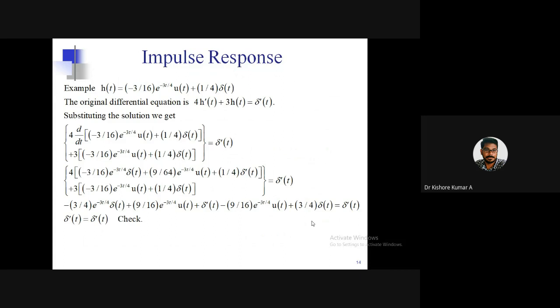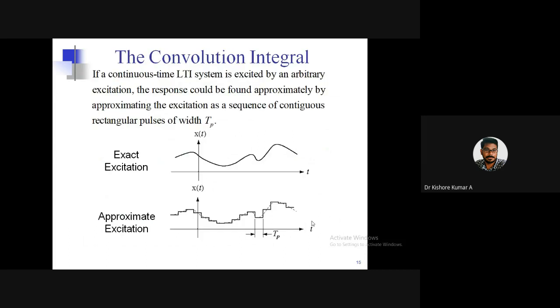The original differential equation is given by 4h dash of t plus 3h of t is equal to del dash of t. Then we can substitute the solutions, and finally we get the equation del dash of t is equal to del dash of t. This way we can go for the calculation of the impulse response.